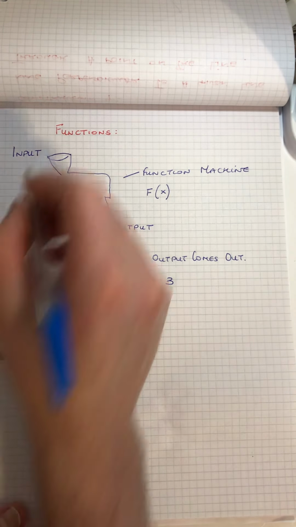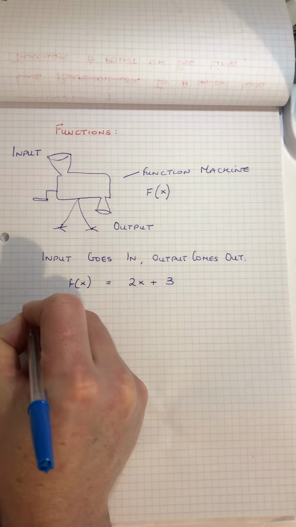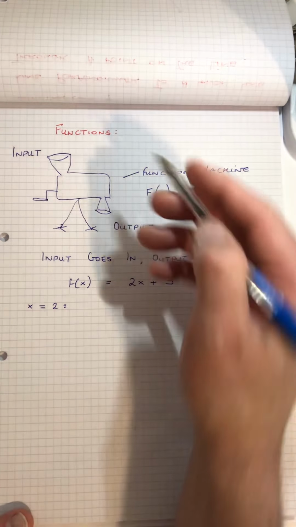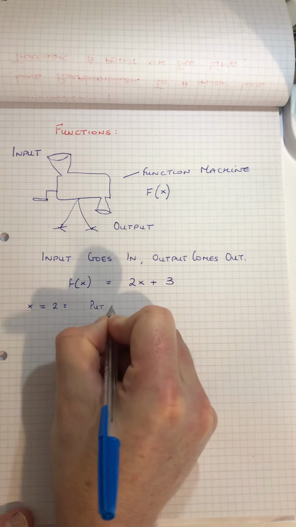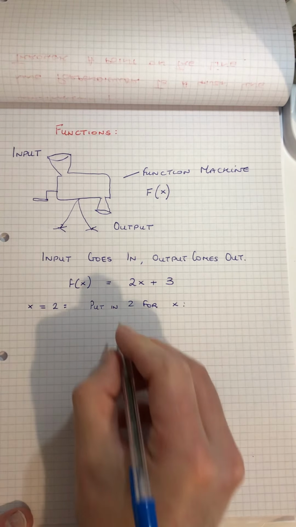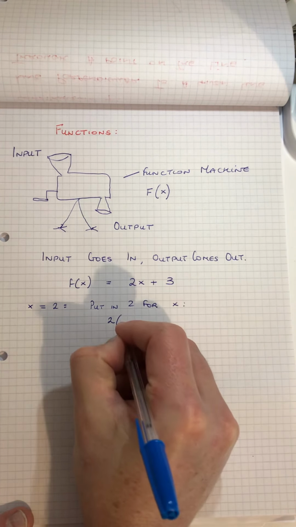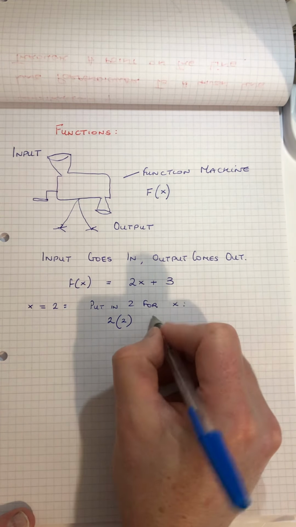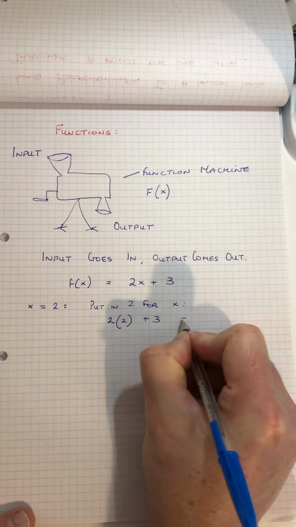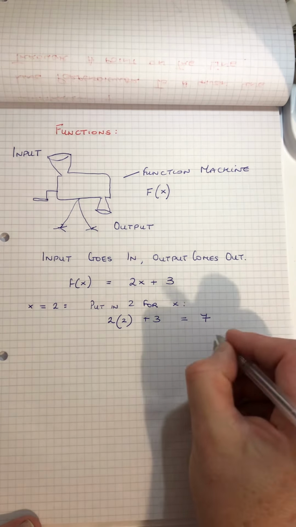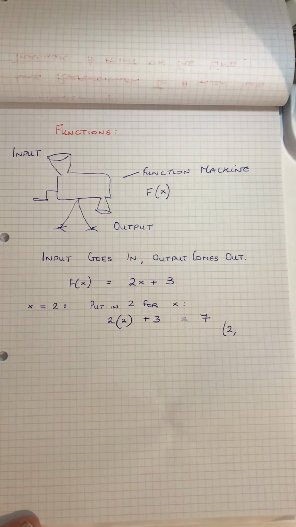Okay. So if I put in here, say x equal to 2. Okay? So I'm going to put in 2. Put in 2 for x. Okay? Therefore, 2, x is going to be 2 in brackets. We always replace the letter with brackets, so you're back to your algebra. Plus 3 is equal to 7. So when I put in the number 2, I got out the number 7.